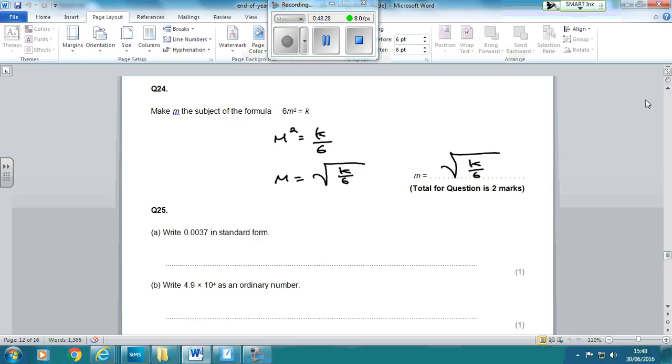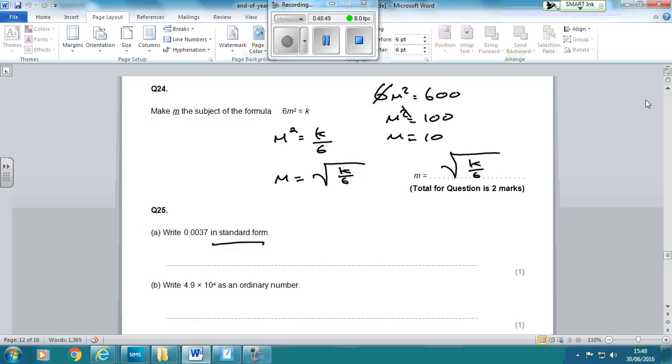If it makes it easier, think about km squared equals 600. How do you find out what m is? First of all, we're going to divide by 6. So you get m squared equals 100. And then m is going to be the square root of that. So that's going to be 10. The way we did that is we divided by 6 first of all, and then we did the square root.